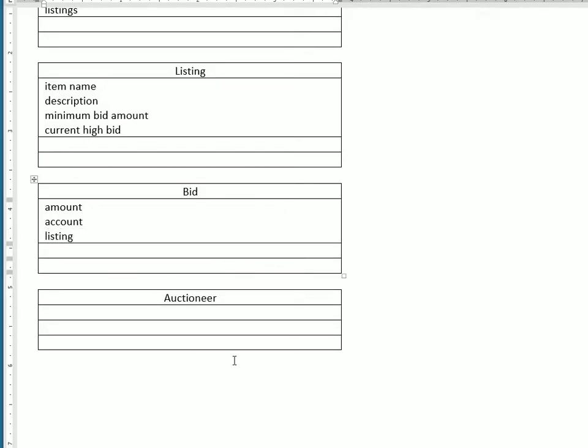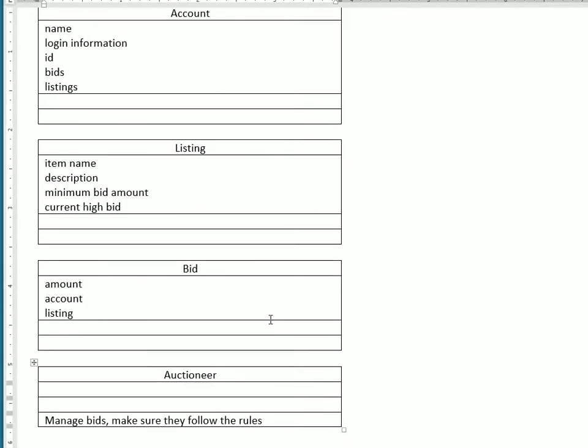And what about the auctioneer? This seems like a fairly independent object that manages bids, makes sure they follow the rules. While there will be many user accounts, listings, and bids, it seems like there would be only one auctioneer in the system. So we have a class diagram for that with the bid management responsibility.